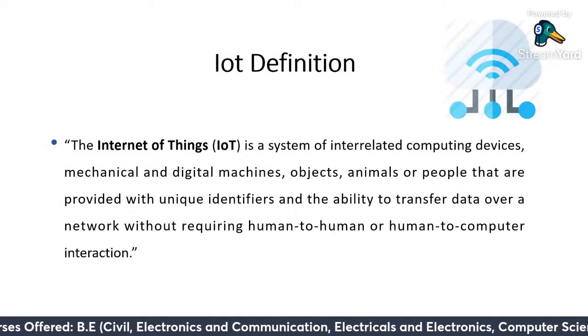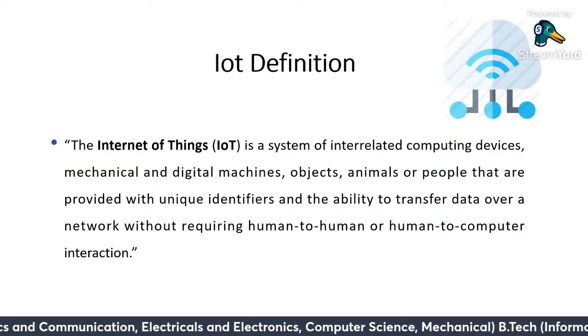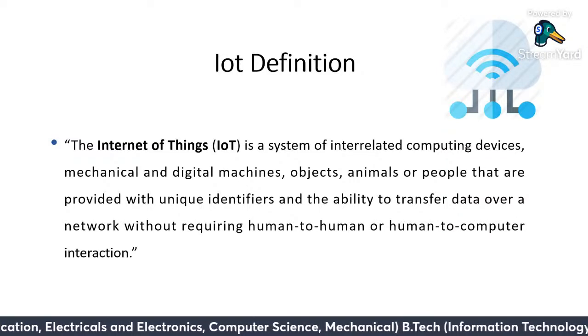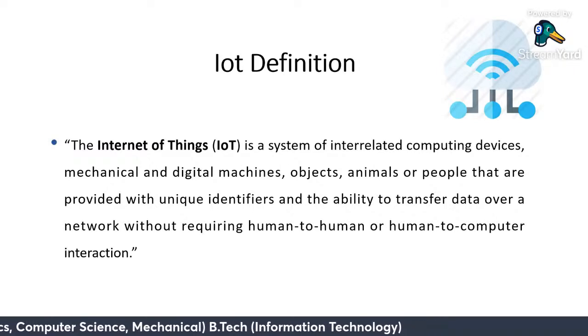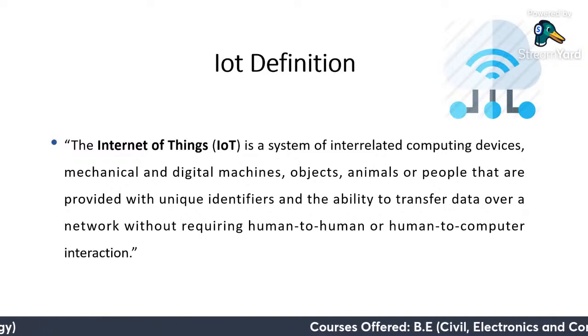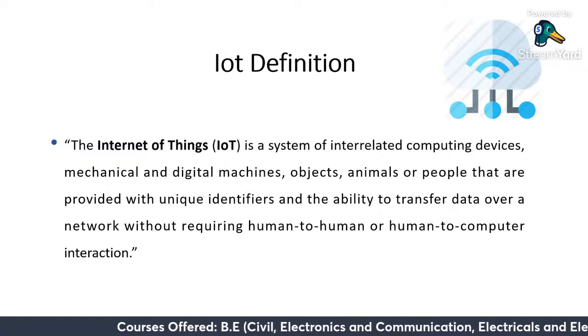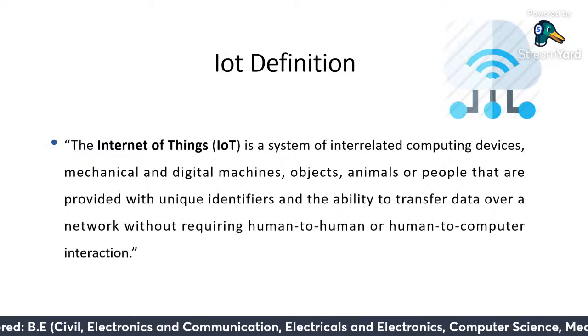So this is the IoT definition. IoT is defined as Internet of Things. It's a system of related computing devices, mechanical and digital machines, objects, animals or people that are provided with unique identifiers and the ability to transfer data over a network, human to human or human to computer, with user interface devices such as sensors, modules, etc. So IoT makes work easy and also automates work which humans do manually.